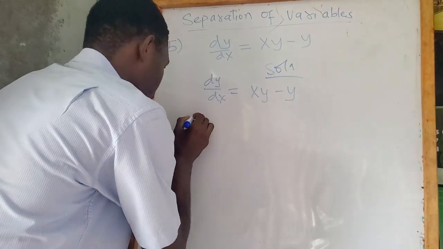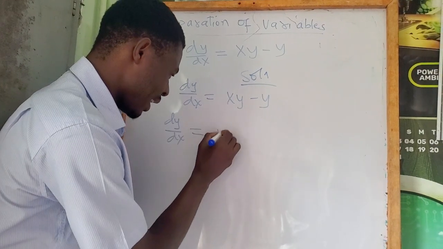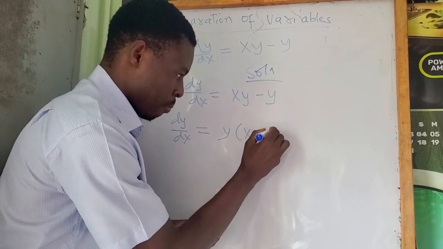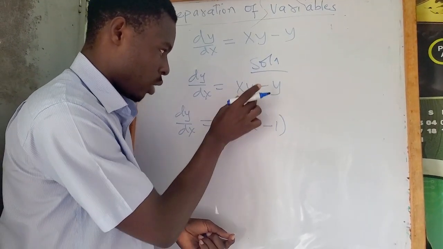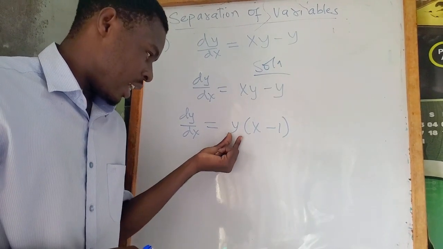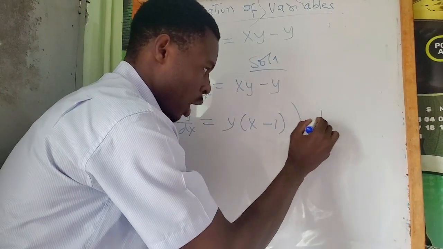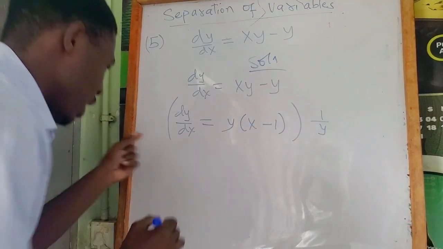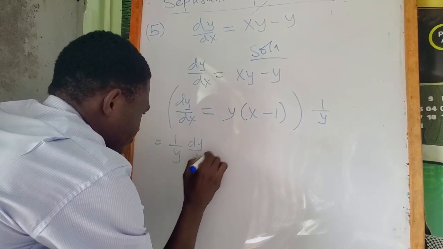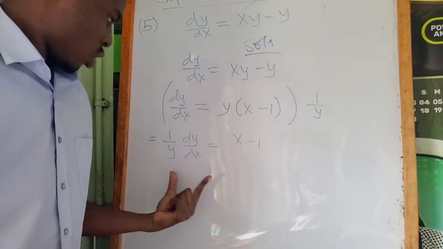Let's do that. So dy dx is equal to, let's take y outside. You are going to get x minus 1, because y times x will give you xy, and 1 times negative 1 will give you negative y. Now what do we do here? Let's take y to this side by multiplying both sides by 1 all over y. What we get here, we're going to get 1 all over y dy dx to be equal to x minus 1.